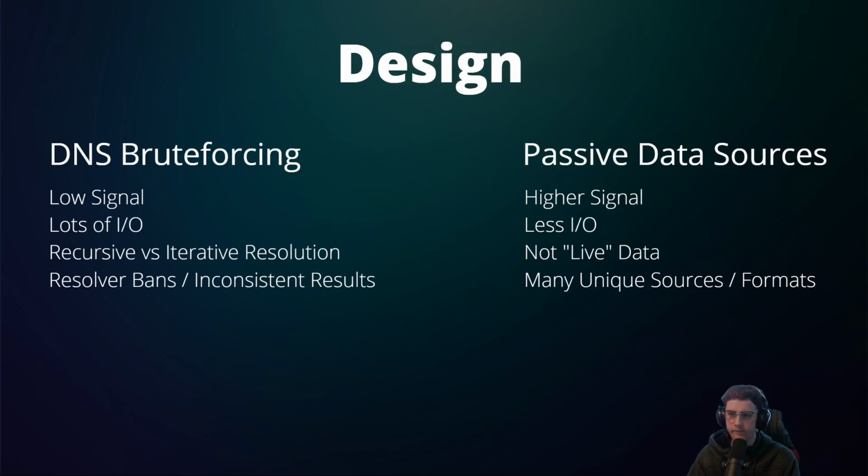So for design, let's say my high-level task is to gather subdomains. That's what I'm trying to achieve. This task is general enough that a number of sufficiently different approaches could be selected. On the left, we have DNS brute forcing, which tends to be lower signal per request, lots of I/O, and can provide lots of inconsistent results, though the data is in fact live data. On the right, for much less I/O, a higher signal approach is collecting from passive sources. We make the trade-off of liveliness of the data for far less work.